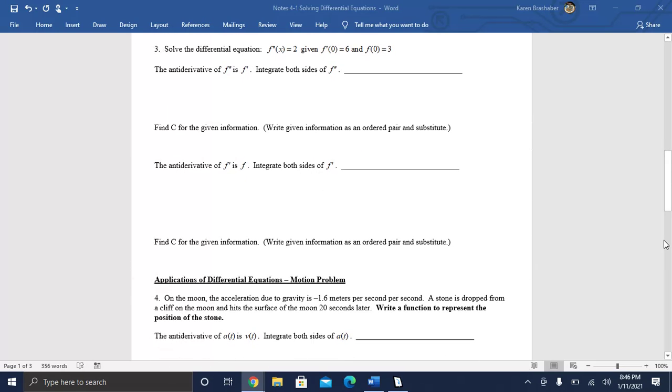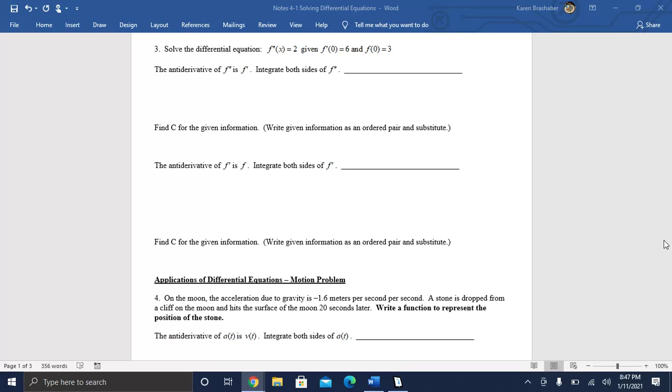So for your third example, it says to solve the differential equation where you're given f double prime of x equals 2, and then given information that f prime of 0 equals 6, and that f of 0 equals 3.